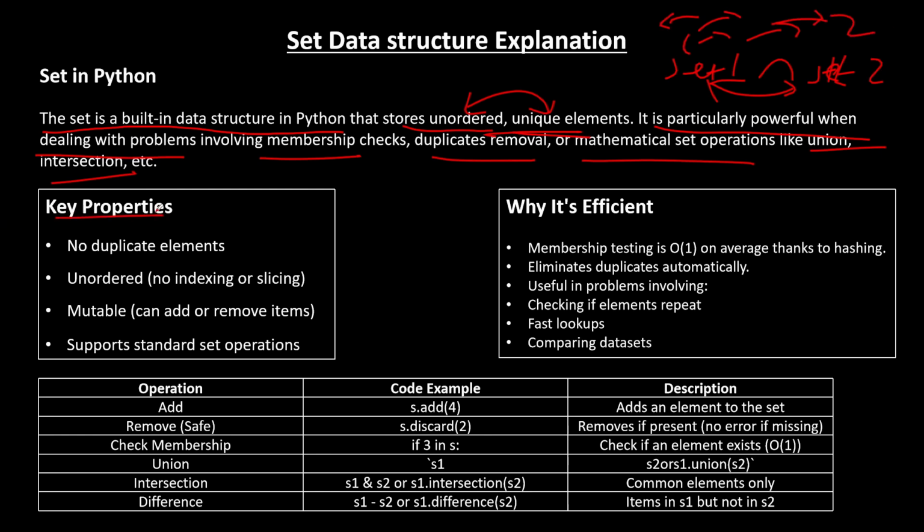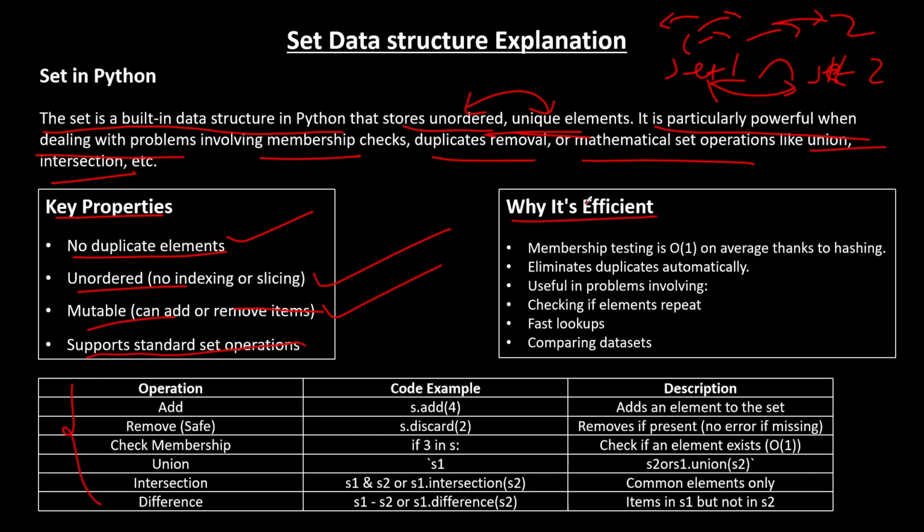Now, what are the key properties of sets? There are no duplicate elements. First thing, checked. It is unordered, with no indexing or slicing. Checked. It is mutable, so you can add or remove elements. It supports standard set operations, which I will discuss here. And why is it efficient? This is the important thing.